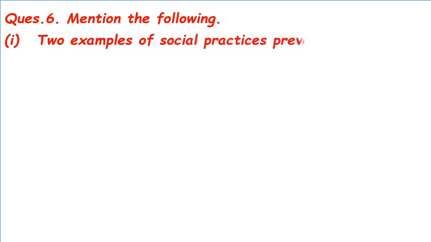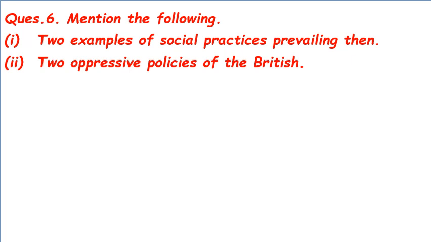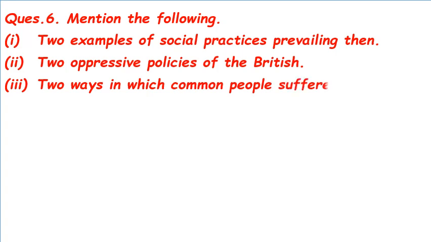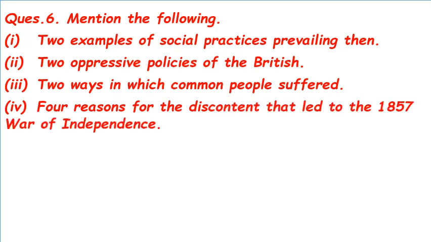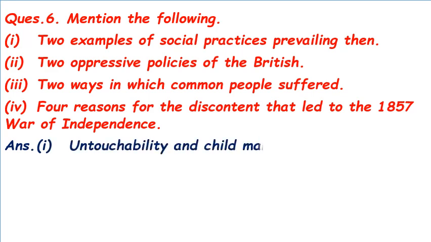Question number 6 is, mention the following. Number 1, two examples of social practices prevailing then. Number 2, two oppressive policies of the British. Number 3, two ways in which common people suffered. Number 4, four reasons for the discontent that led to the 1857 War of Independence. The answer of part 1 is untouchability and child marriage.